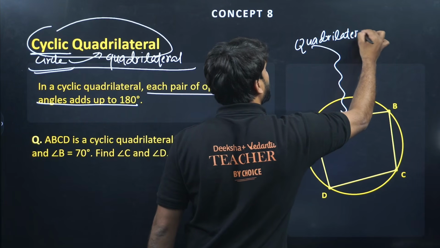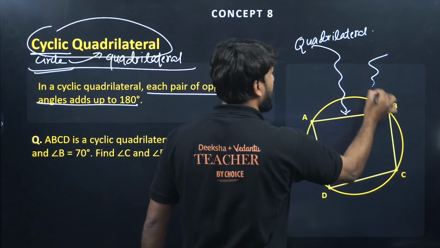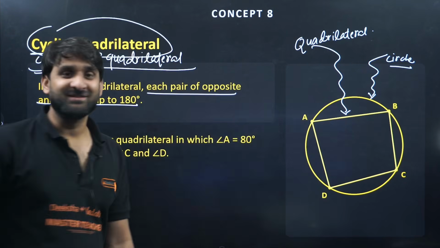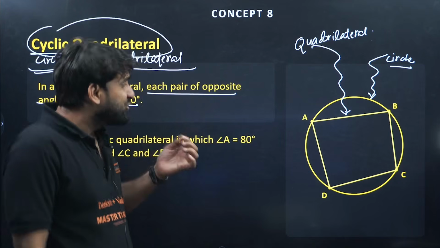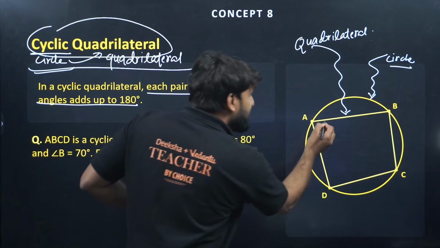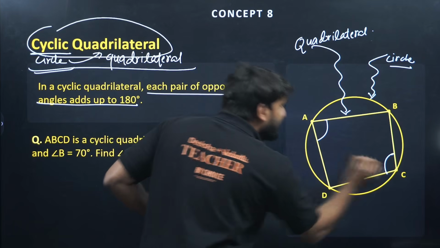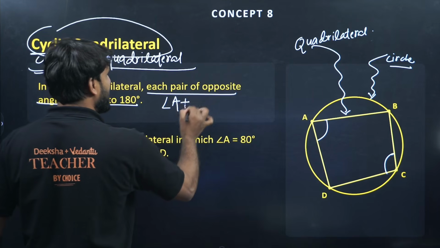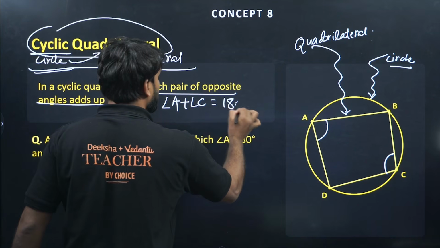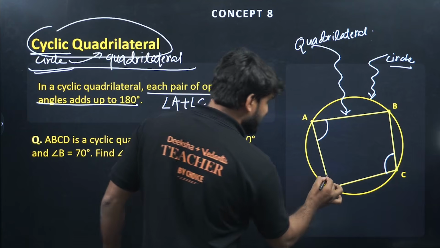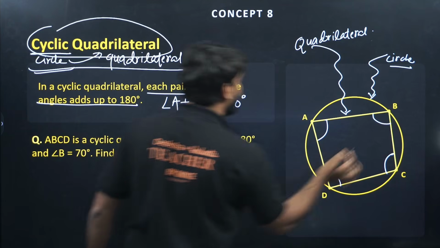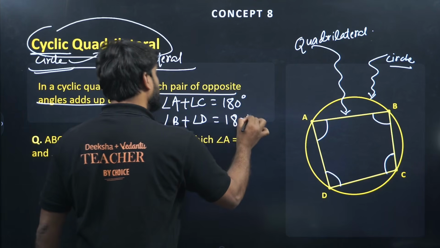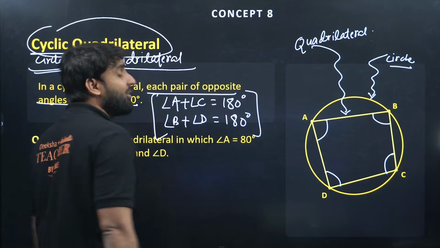ABCD is a quadrilateral inscribed in a circle, so this entire diagram is a cyclic quadrilateral. The beauty of a cyclic quadrilateral is that the sum of opposite angles A and C is equal to 180 degrees. Similarly, the sum of angle D plus angle B is also 180 degrees. This is the essence of a cyclic quadrilateral.